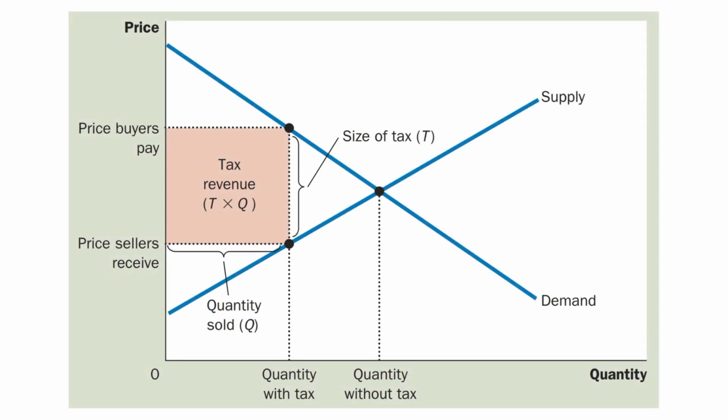So, as you can see in this figure, this is the size of the tax, which is represented by T, and this is the quantity of the good sold, represented by Q. This is the quantity with tax. So this is quantity sold Q; height times its width, that is T times Q, will be equal to this shaded area, and this will be the tax revenue. So this rectangle, the shaded part, is the tax revenue, T times Q.